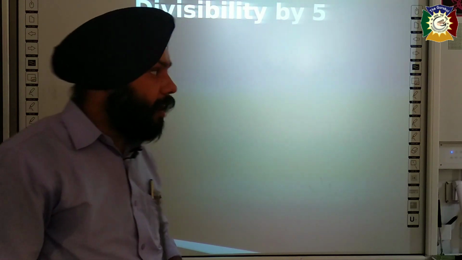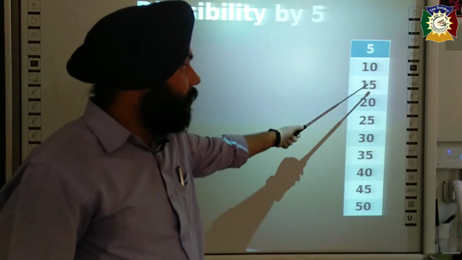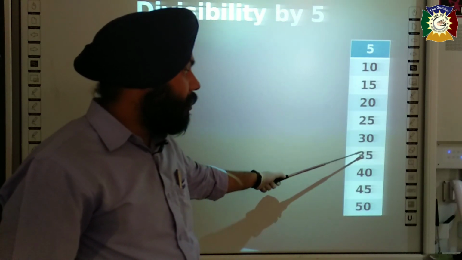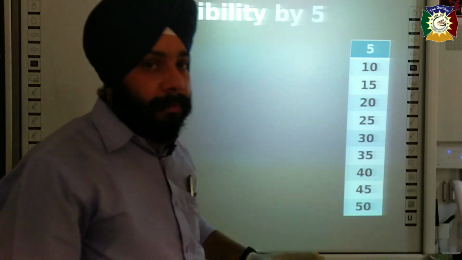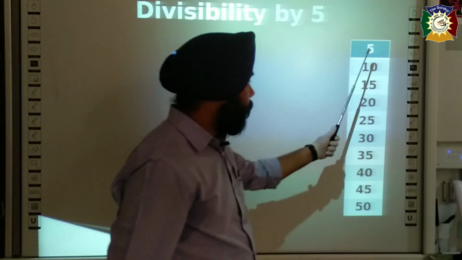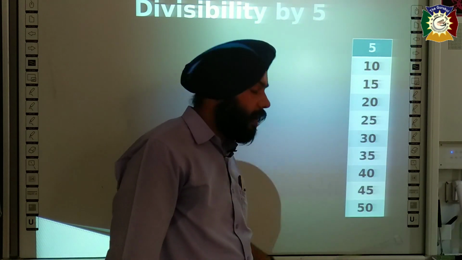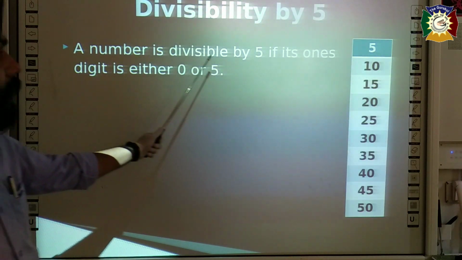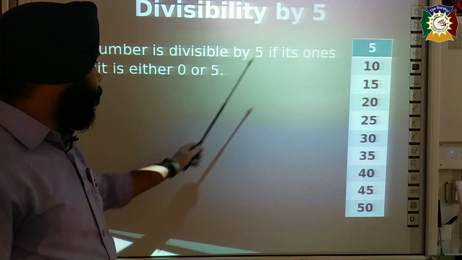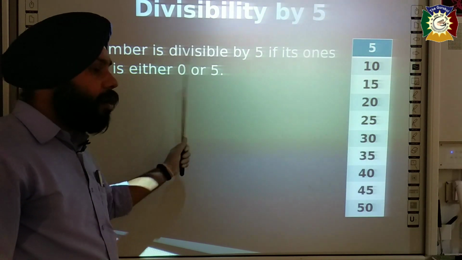Now the next divisibility rule, divisibility by 5. Look at the table of 5: 5, 10, 15, 20, 25, 30, 35, 40, 45, 50. In each number, the unit place value is 5, 0, 5, 0, 5, 0, 5, 0, 5, 0. So we can say a number is divisible by 5 if its ones digit is either 0 or 5.